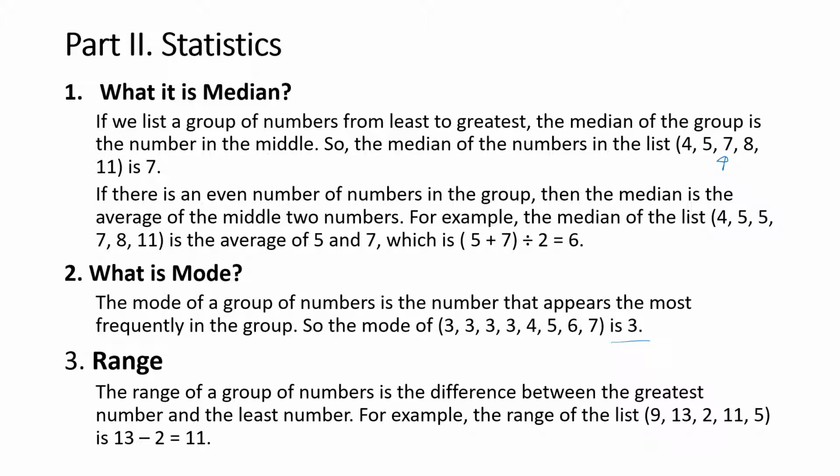Number 3, range. The range of a group of numbers is the difference between the greatest number and the least. For example, 9, 13, 2, 11, and 5. The least is 2. The greatest is 13. So the range is 13 minus 2, which is 11.